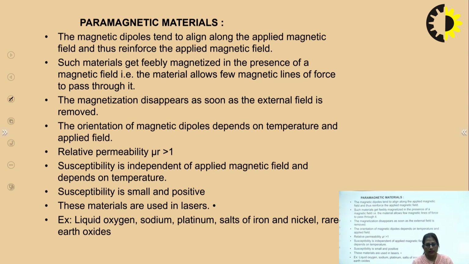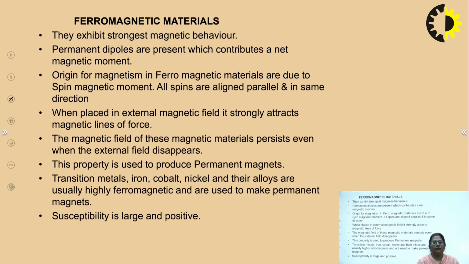The materials generally used are liquid oxygen, sodium, platinum, right? The salts of iron. The ferromagnetic materials. These are the materials which are in fact of much interest to us. They exhibit the strongest magnetic behavior, right? The permanent dipoles are present, which contribute a net magnetic moment. When they are placed in the external magnetic field, they strongly attract the magnetic lines of force.